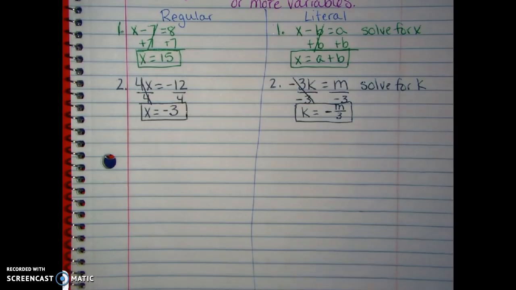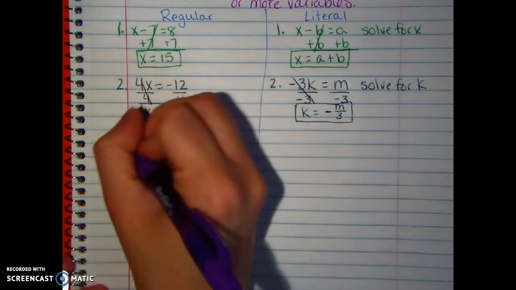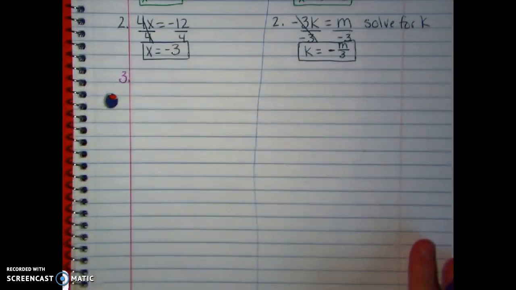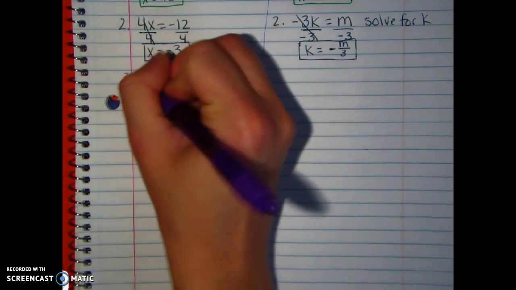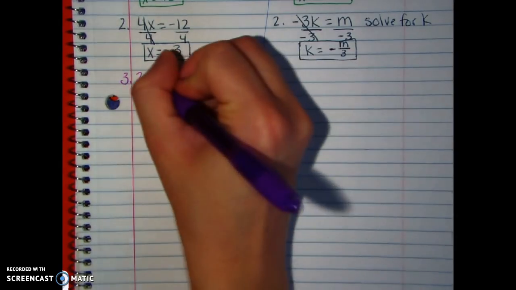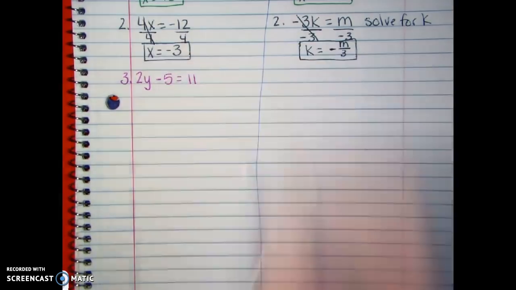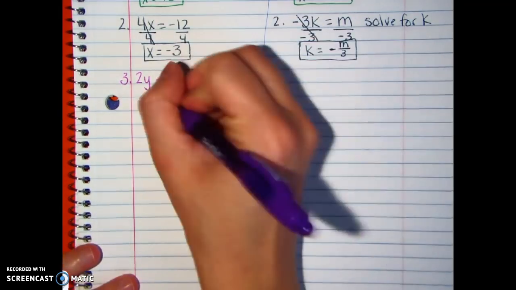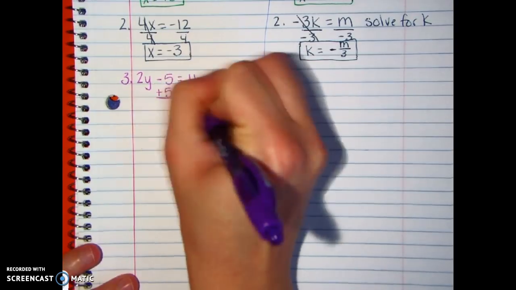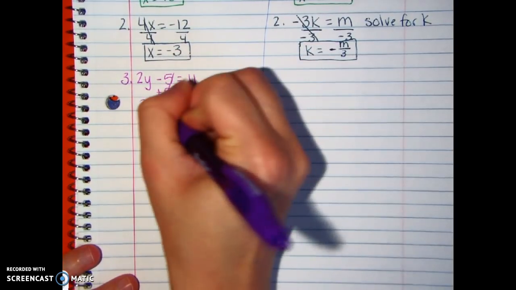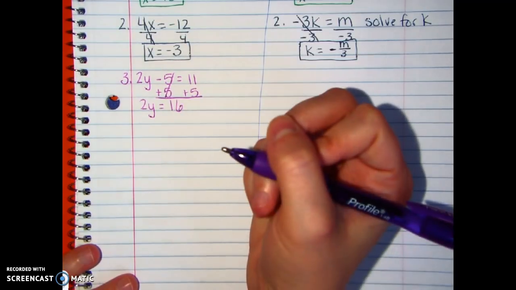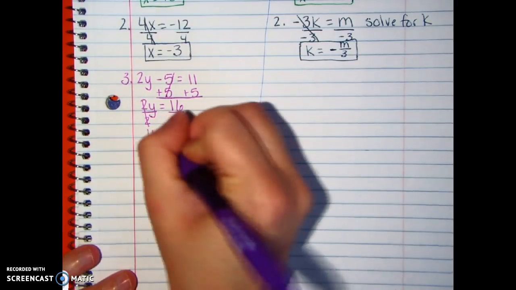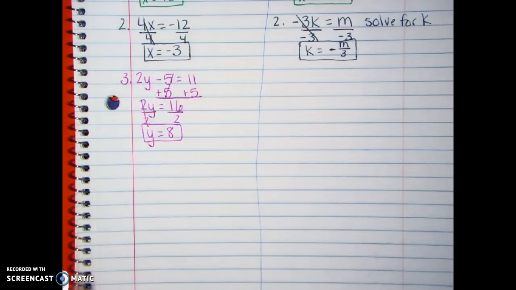Okay, let's look at number 3. Now this is a two-step equation. We're moving on to bigger and better things. This one is 2y minus 5 equals 11. So go ahead and solve that one. Okay, hopefully for this one you added 5 to both sides. That is 2y equals 16. And then your next step is to divide by 2. y equals 8. Hopefully you got that.